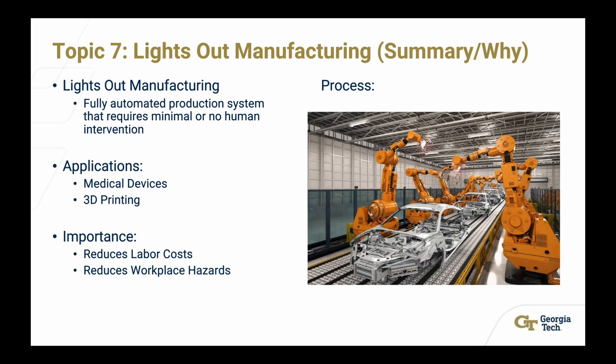Lights out manufacturing is very important because it replaces manual labor with automated systems, minimizing workforce requirements. It also minimizes human involvement in dangerous or repetitive tasks, reducing workplace hazards. It results in better design and manufacturing of products since the production is more consistent by eliminating human factors.